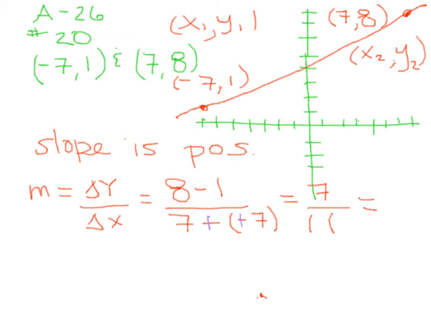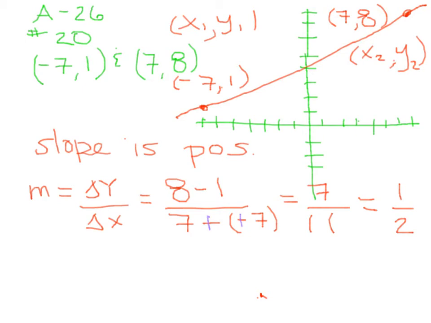And that simplifies to 1/2. So my slope is a positive 1/2. And then, of course, I could do it that way, or I could have done it by simply having taken the time to graph it, right? I could have done it by counting.